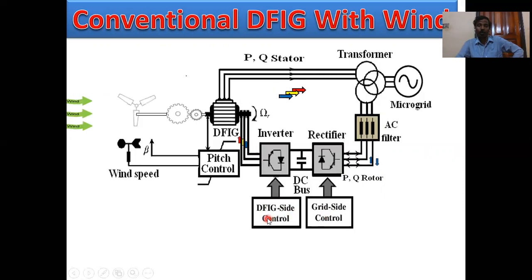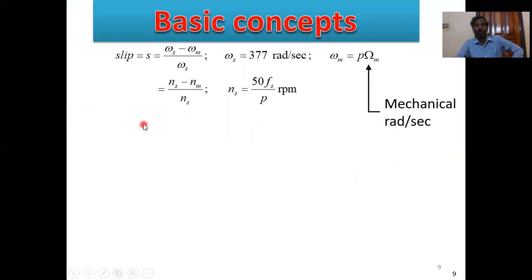Rotor side control handles the rotor harmonics, mainly through a switching angle control circuit. Grid side control handles the harmonics, and this is the pitch angle control, in the conventional DFIG with wind configuration.